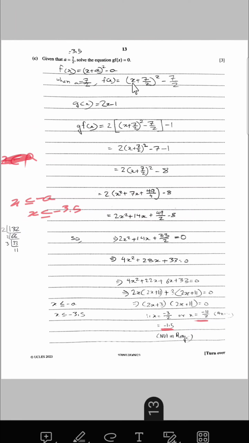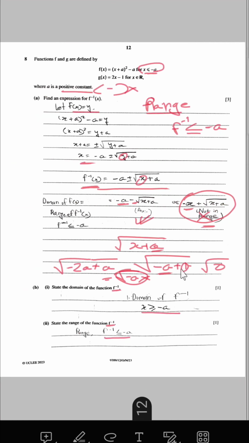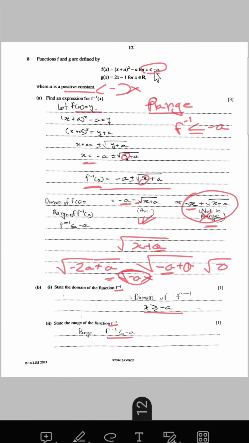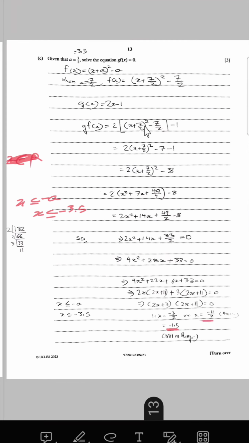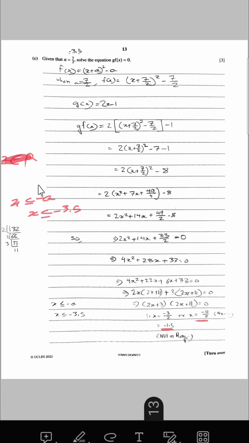And as we can see, for f of x the value of x is less than or equal to negative a. That means the value of x is less than or equal to negative a, and the value of a is 3.5. That means the value of x is less than or equal to negative 3.5. So negative 1.5 and negative 11 by 2, that is negative 5.5.